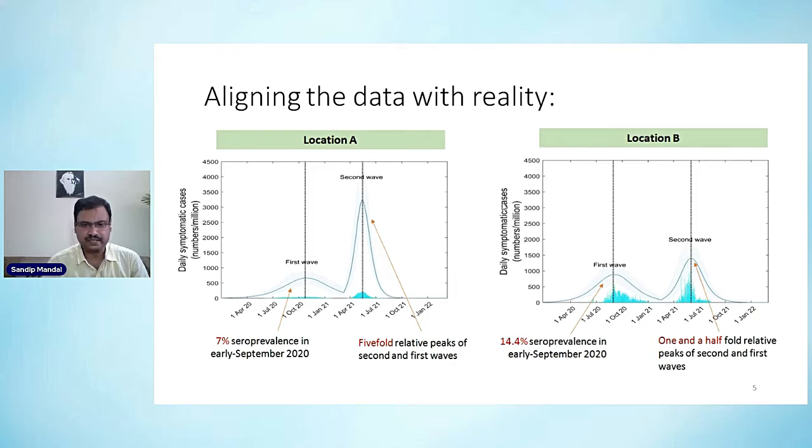Now what we can do is project the third wave under different scenarios, and look at what could happen in location A and location B. According to that, we can prepare ourselves for the third wave.